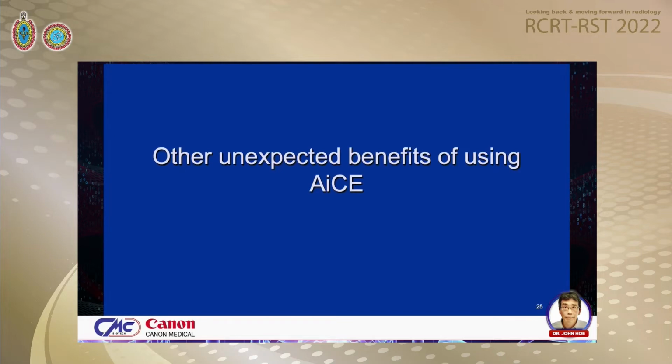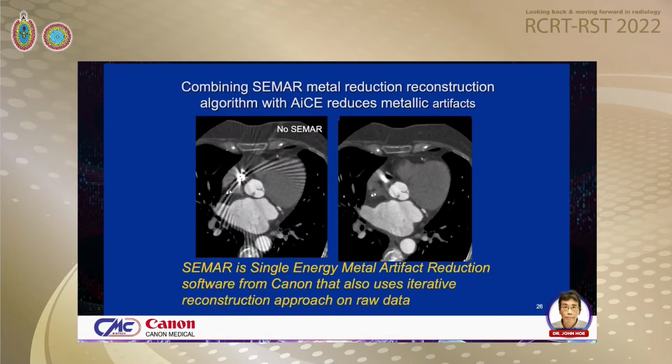Other unexpected benefits of using AICE, if you combine it with SEMA or single energy metal artifact reduction software from Canon, this also uses an iterative reconstruction approach on raw data, and you can see much improved reduction of metal artifact in this patient, and you can see the right coronary artery much better in this patient.